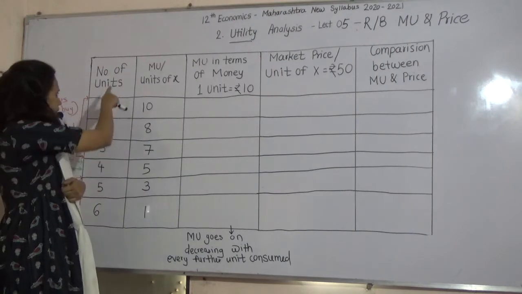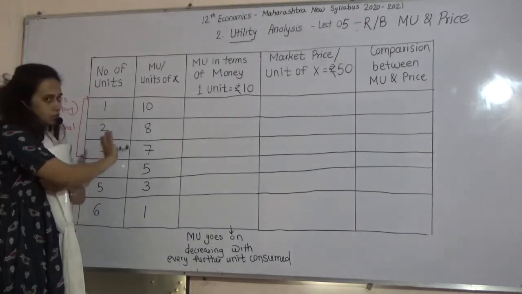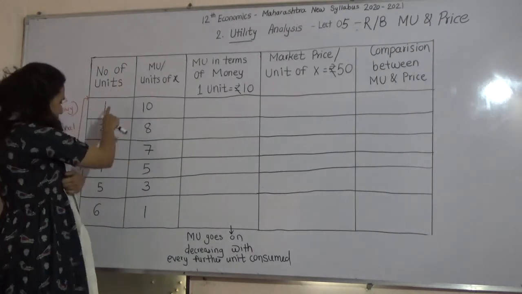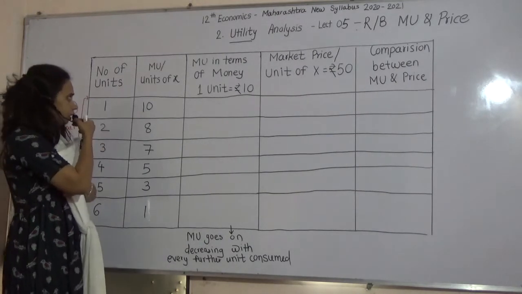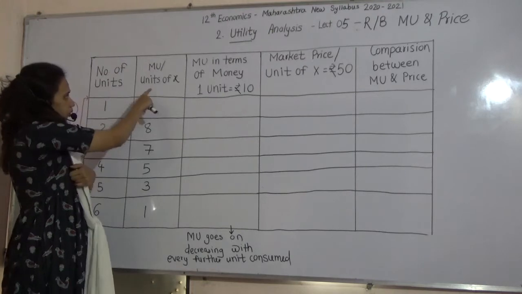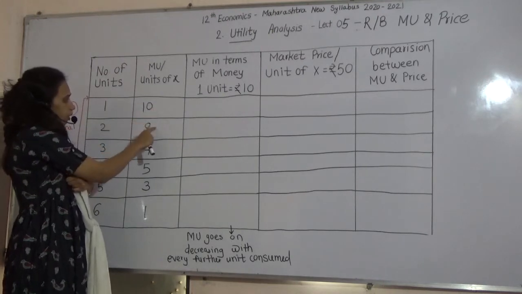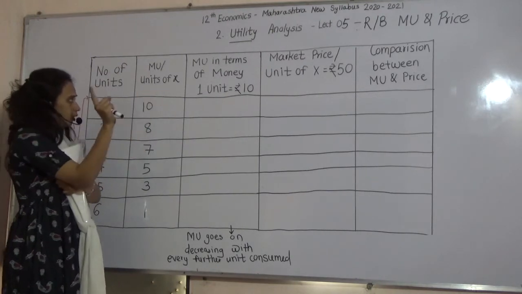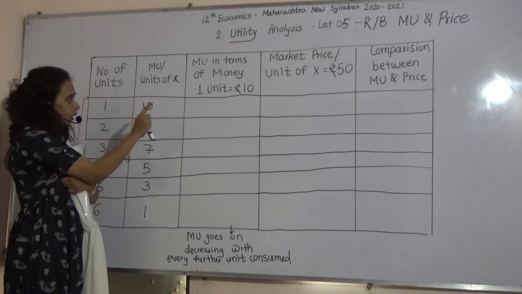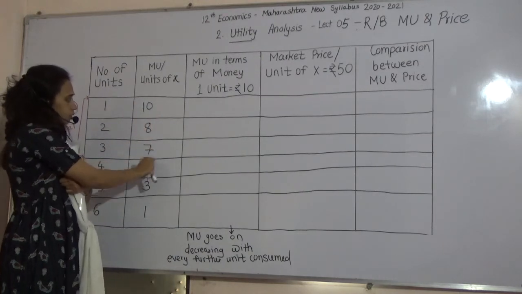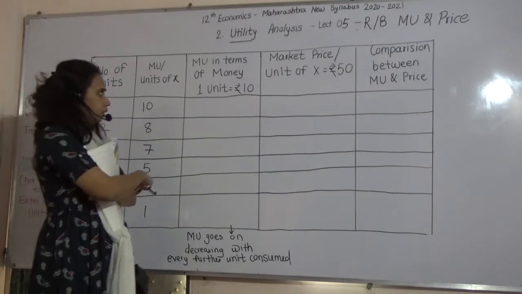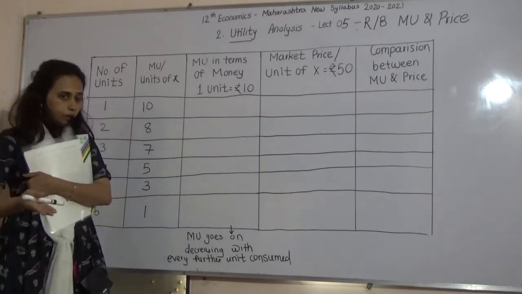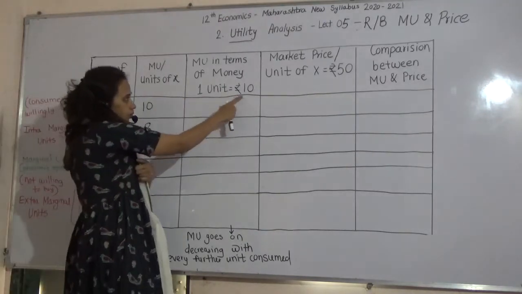Now here what we have done, this is just an assumption. Here we have assumed that there are total 6 units. Then MU units of X is 10, 8, 7, means from 1 unit you will get 10, 8, 7 MU, and here MU in terms of money. Now we are going to convert everything in terms of money.